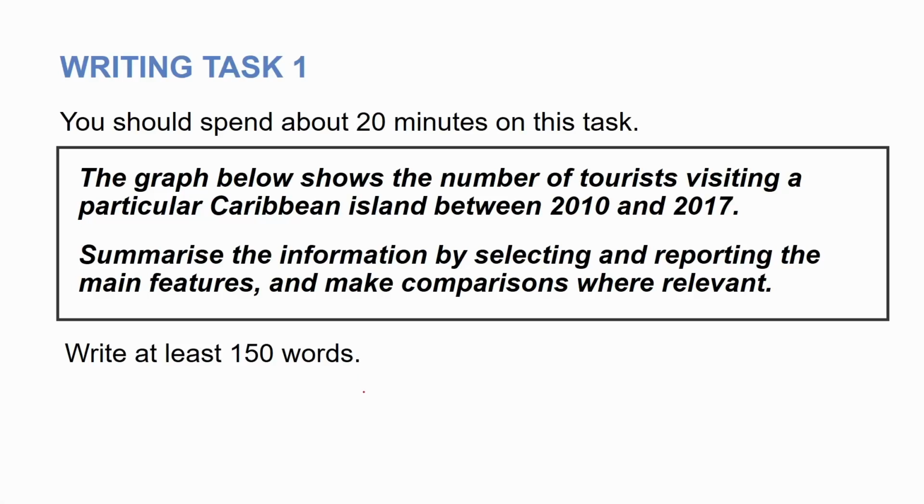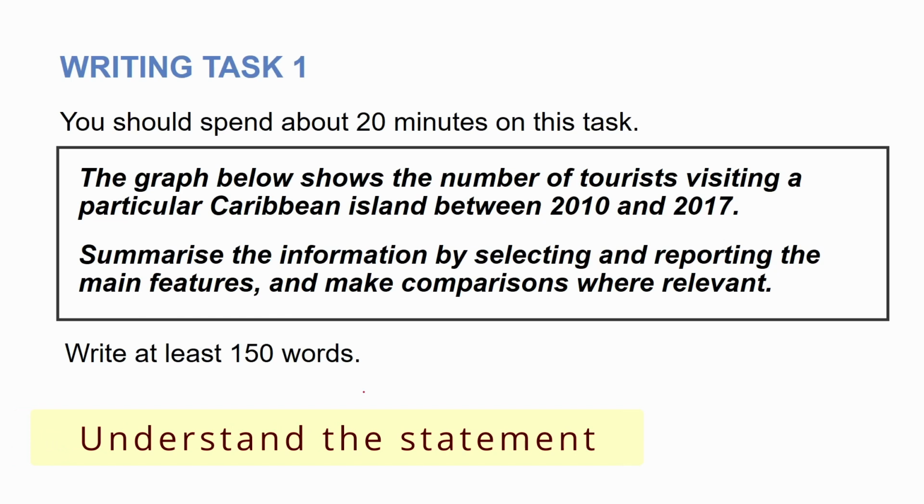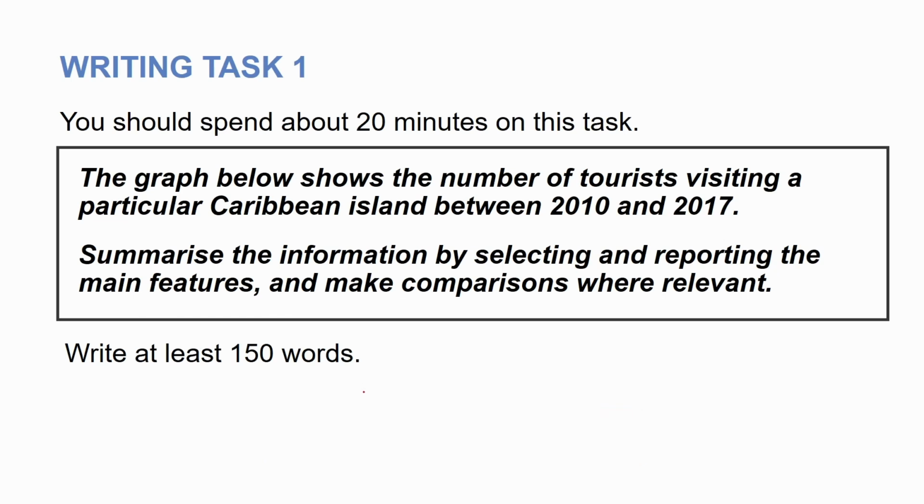Alright, let's write another line graph. This one is from IELTS Academic 15. As usual, we need to spend some time on the statement to understand it. The graph below shows the number of tourists visiting a particular Caribbean island between 2010 and 2017. So it's about the number of tourists and it's about the past, both in 2010 and 2017.